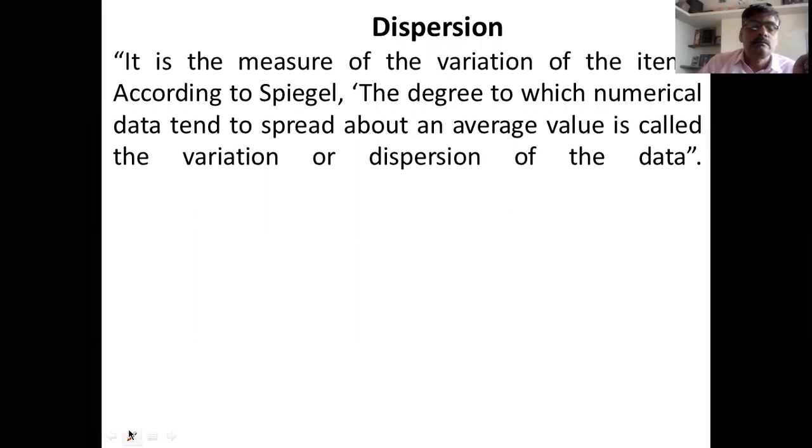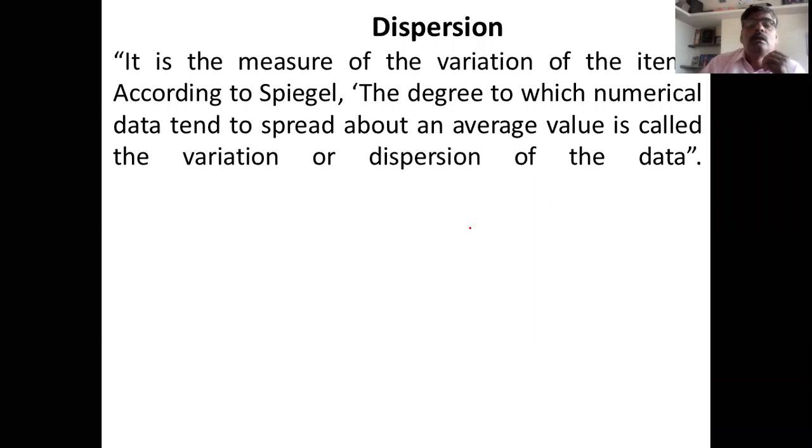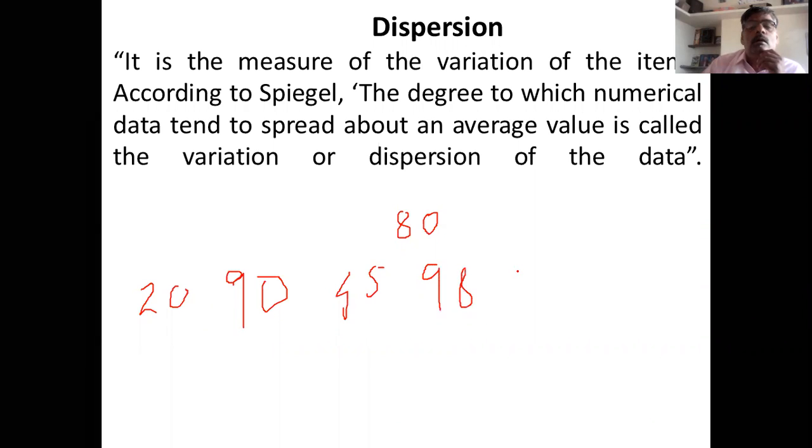Let me give you an example. You see here, the average score is 80 marks. In one subject, you scored 20 marks. In the second subject, you scored 90 marks. And in the third subject, you scored 45. And next, 98. Next, 95. Then 87.